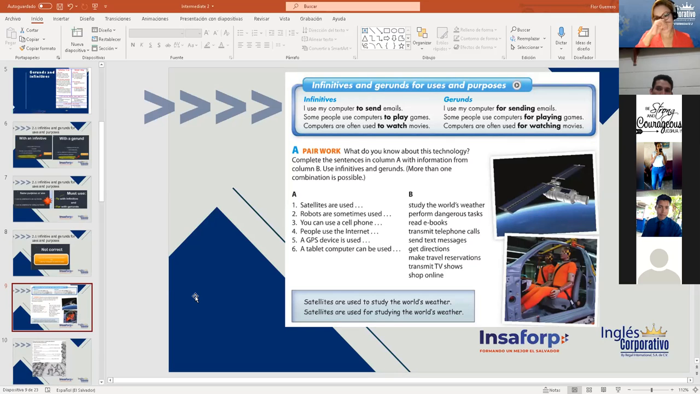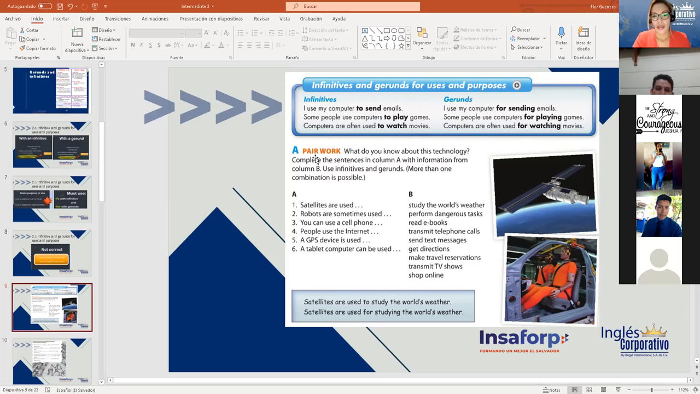Now, with these infinitives and gerunds, we are going to use them, as we were saying before, to express uses and purposes of something. So with infinitive, we have the example here. I use my computer to send emails. With gerunds, I use my computer for sending emails. Some people use computers to play games. Some people use computers for playing games. Computers are often used to watch movies. Computers are often used for watching movies.